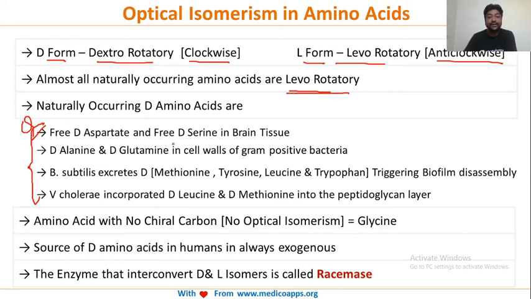Free D-aspartate and free D-serine are found in brain tissue. D-alanine and D-aspartate are found in the cell wall of gram positive bacteria. B. subtilis and V. cholerae incorporate D-leucine and D-methionine. So these are important examples of D amino acids.